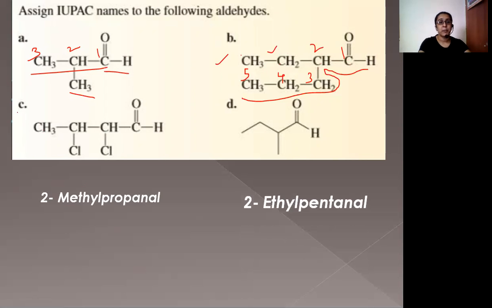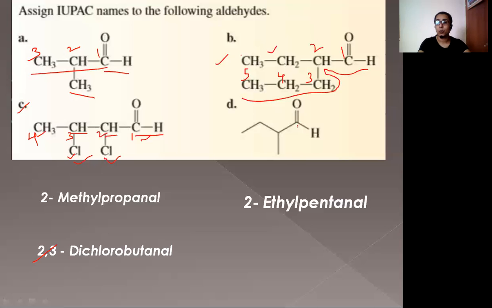Right? Coming to C. CH3, CH, CH, CHO और यहाँ पे Cl, Cl. Right? So this is 1, this is 2, 3 and 4. The 4 carbon containing alkane is butane, where E is replaced by Al because the aldehyde group is there, right? So butanal. और second और third position पे chloro group है. So it is 2,3 dichloro butanal. Okay.